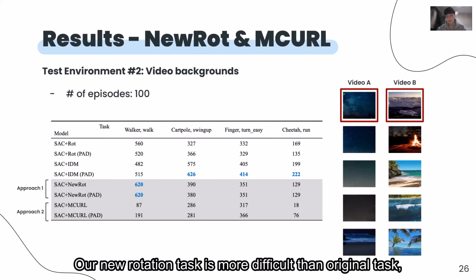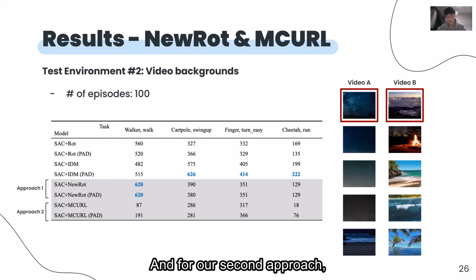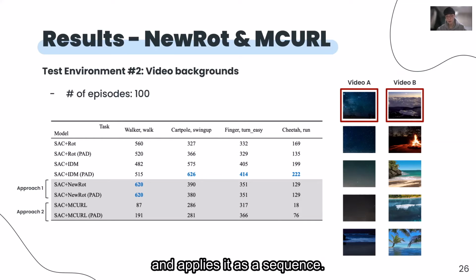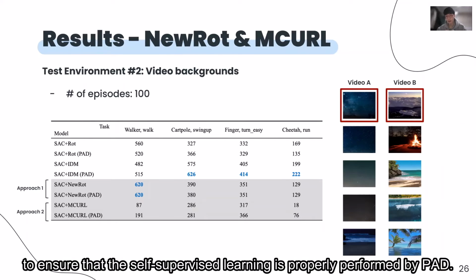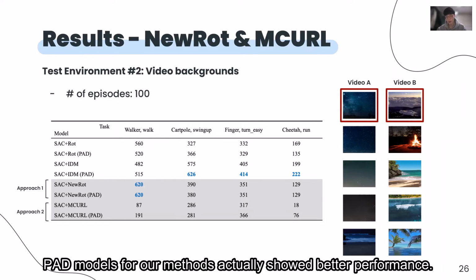Our new rotation task is more difficult than the original task, but the number of features is smaller due to cropping the central images. And for our second approach, MCAL samples a set of consecutive transitions from the replay buffer and applies them as a sequence. Therefore, it seems that sufficient episodes are needed to ensure that the self-supervised learning is properly performed by PAD. When we increase the number of episodes, PAD models for our method actually showed better performance.